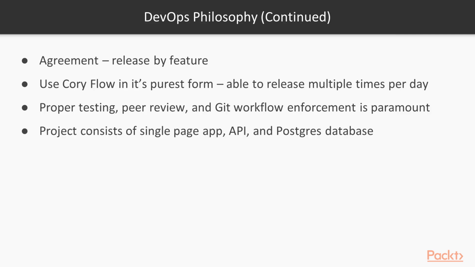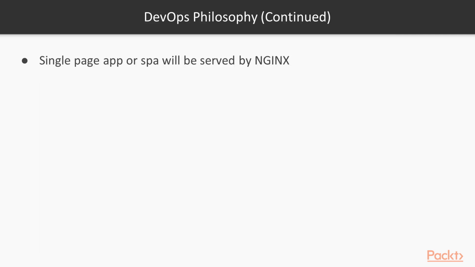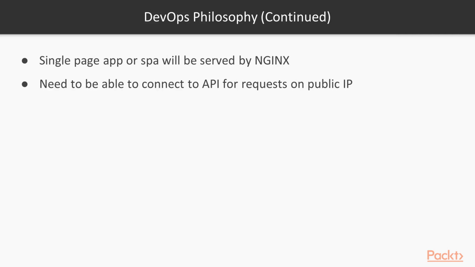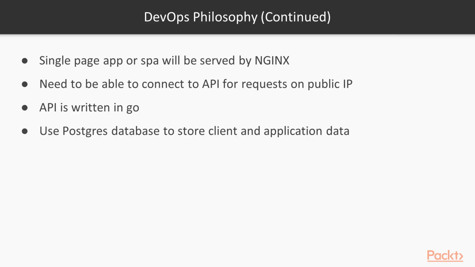The project consists of a single-page app, an API, and a Postgres database. The single-page app, or SPA, will be served by Nginx, and it will be able to connect to the API for requests on a public IP. The API is written in Go and will use the Postgres database to store client and application data.